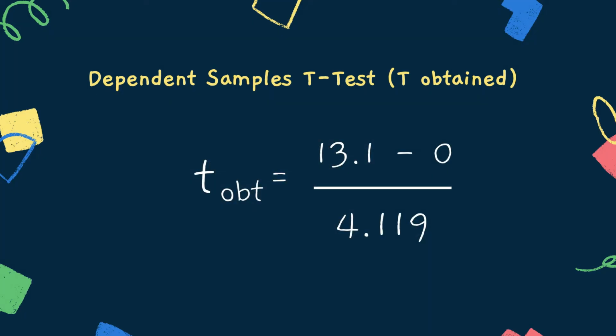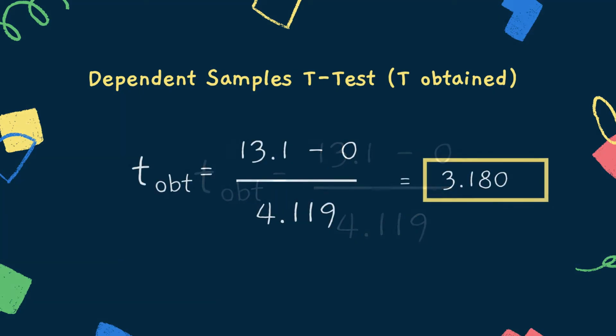D bar, or mean difference, is 13.1 minus 0 since we were not given any mu difference, divided by the standard error that we got earlier, which is 4.119. The answer would be 3.180.